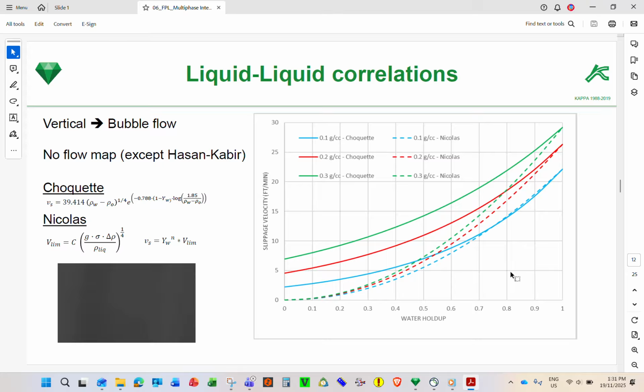The correlations can be derived from a mathematical equation, or from the lab. They have some flow loops, and they run experiments with different velocities of different phases, so they come up with some equation. So it can be mathematical, or mechanistic from the lab. Okay, so it's just bubbles of gas, the same as we saw before.